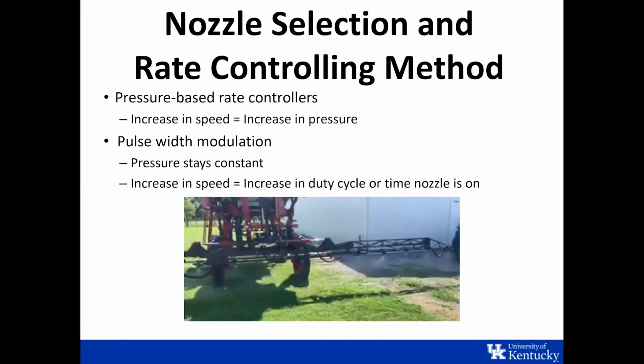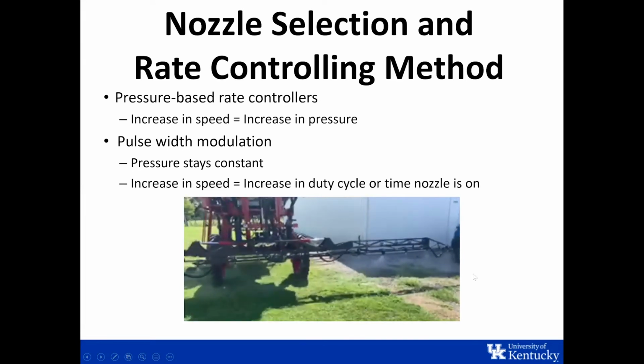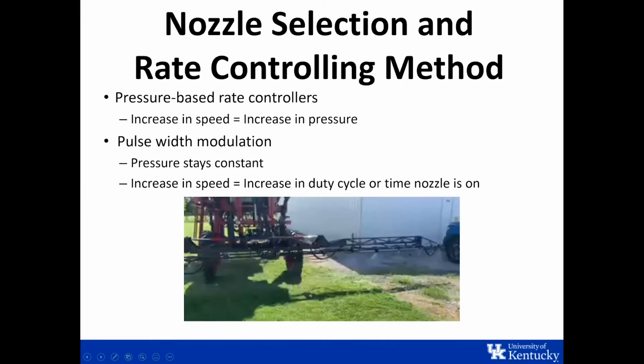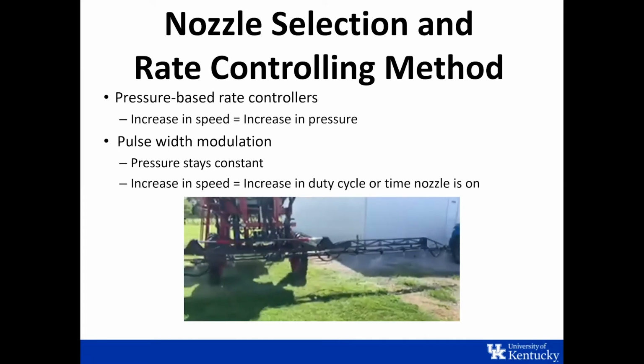Now, with the pulse width modulation system, this is a video of one of those systems, and you can see those nozzles very quickly pulsing, or the spray plume pulsing out. You can usually pick these out as they go through the field. It's a little bit more of a modern system, but they are available. They've been available for many years now, but many of our sprayers now have these.